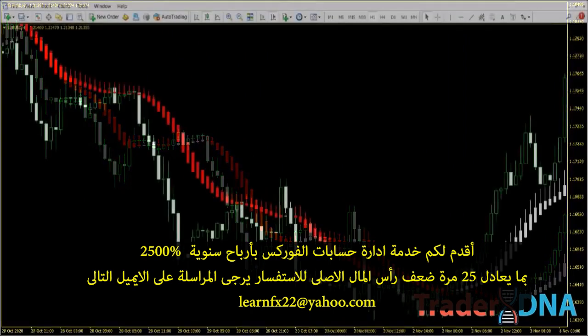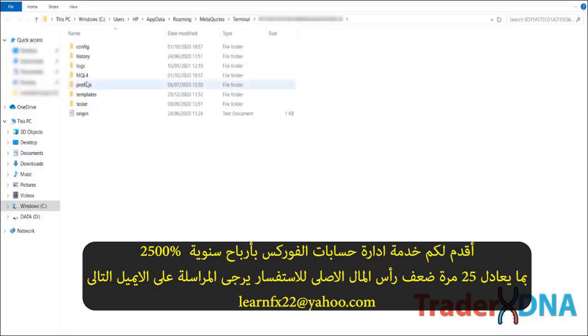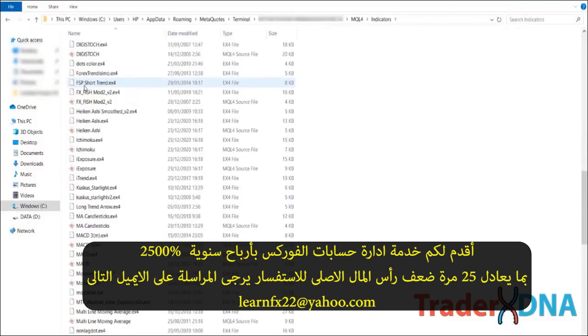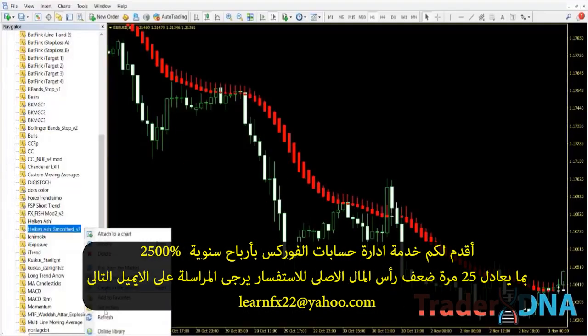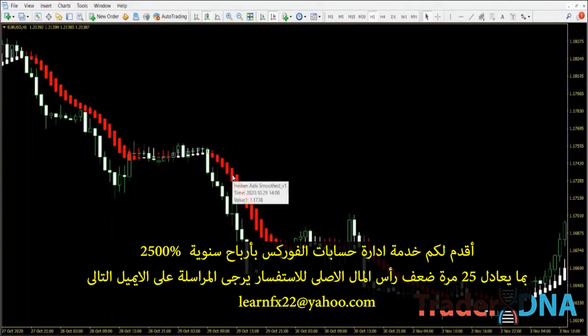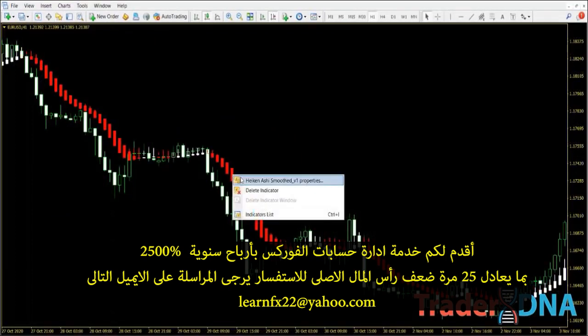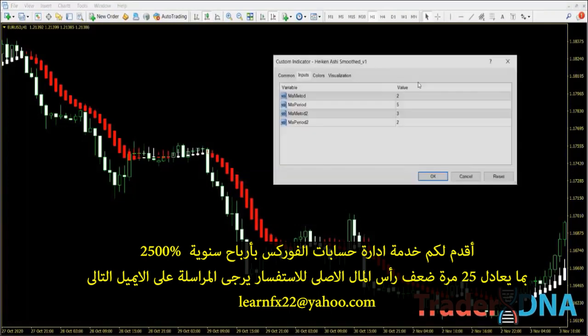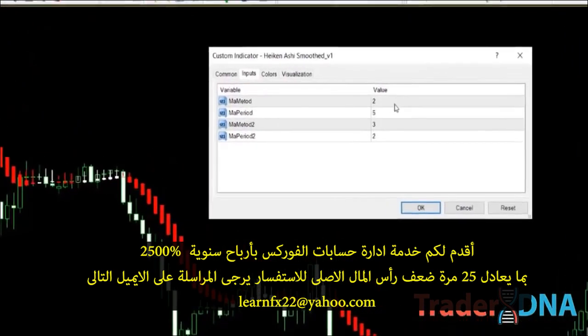The Heikin Ashi smoothed indicator can be installed as you would install any regular indicator. Once you move the file into your MQL indicators folder, you can refresh your list of indicators so that the trading platform picks up this new indicator. The settings for the smoothed Heikin Ashi indicator are very simple. Depending on your trading style, scalping, day trading or swing trading, you can change the value of the indicator to suit your trading needs. Here are several settings you could try.